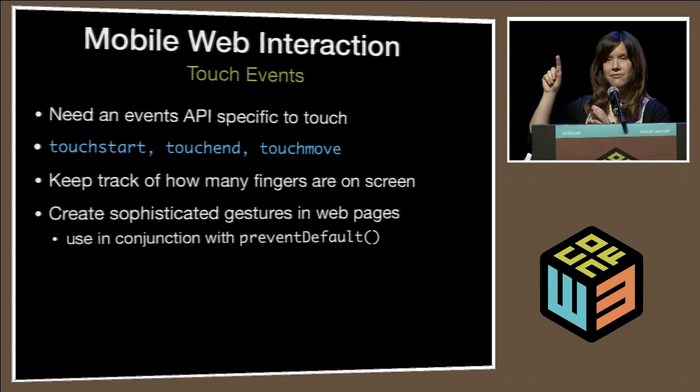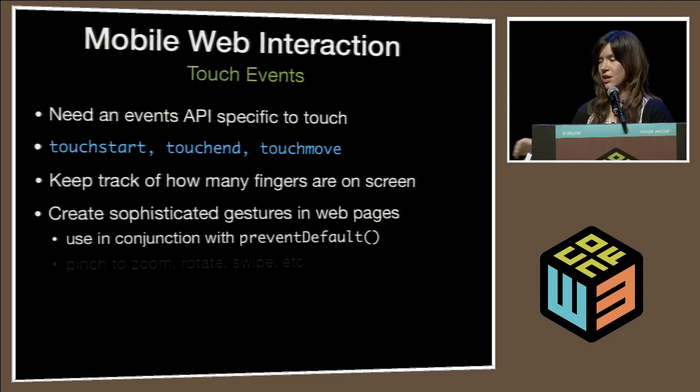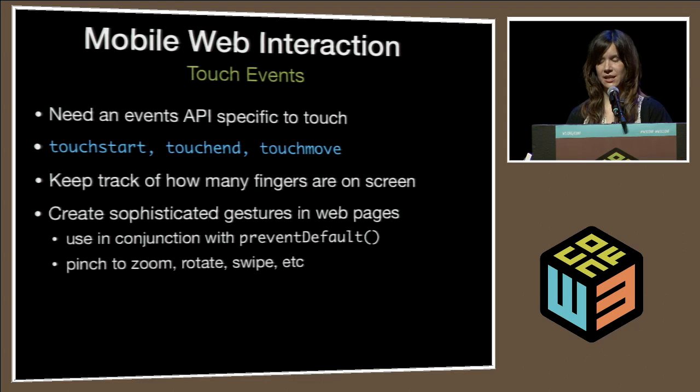If you think about it, if I wanted to touch an element on the page and then have it track underneath my finger as I move it around the page, I would have to prevent the default behavior, which is that the page pans when I touch and move. So when you use touch events in conjunction with prevent default, you can create some really sophisticated interactions like pinching to zoom, rotating, swipe, etc. on the content within your web pages.